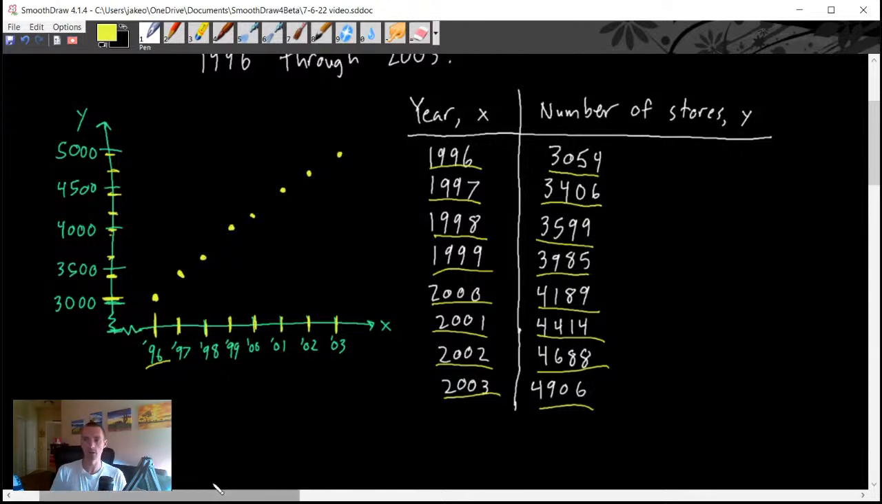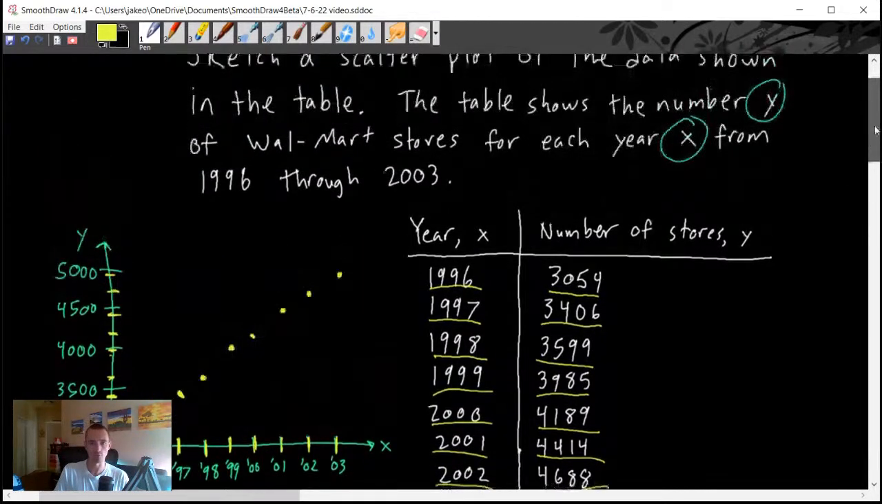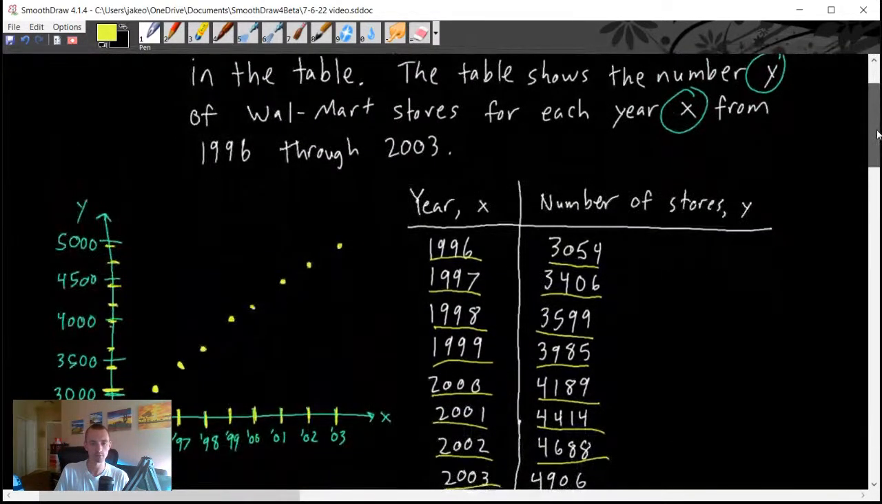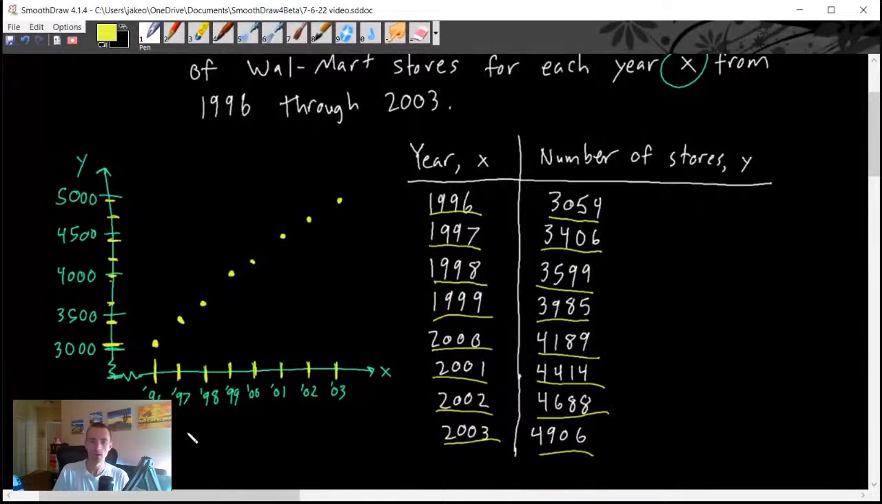So this is basically what we end up with as a scatter plot. That pretty much is everything that we have to do here. And then, yeah, so that's going to be it. That's going to be our answer for sketching this scatter plot of the number of Walmart stores throughout these different years. Basically, it would just be something like this.